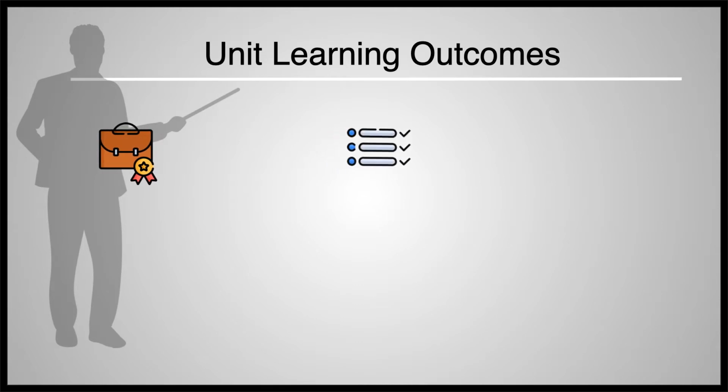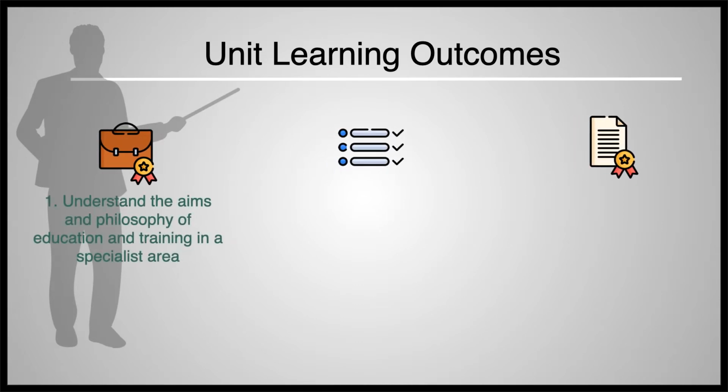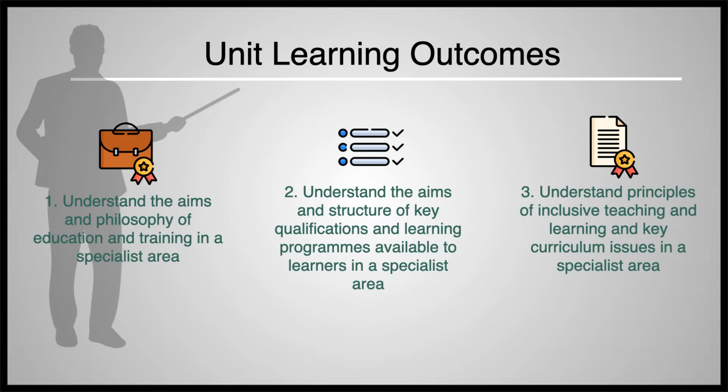There are 6 learning outcomes in Unit 27. The first learning outcome aims to look at the philosophy and debate around the education and training within your particular specialist area. The second outcome looks at the aims and structure of the qualification itself and learning programs available in particular to that specialist area. And learning outcome 3 looks at the principles of inclusive teaching and learning and key curriculum issues within that specialist area.